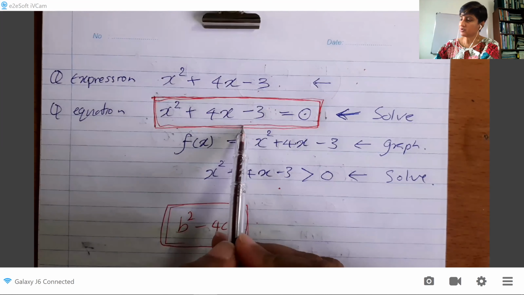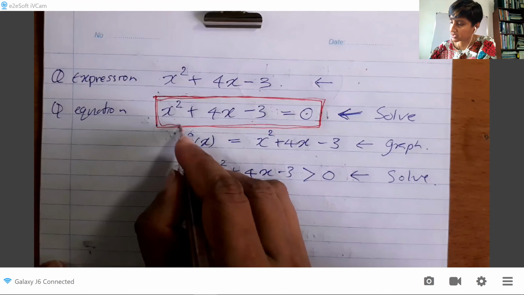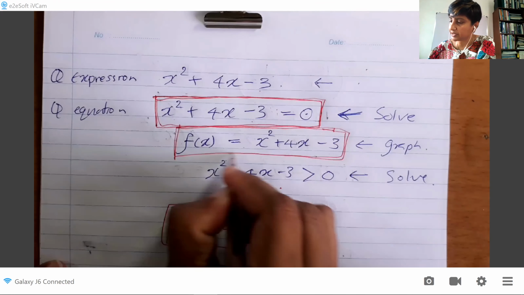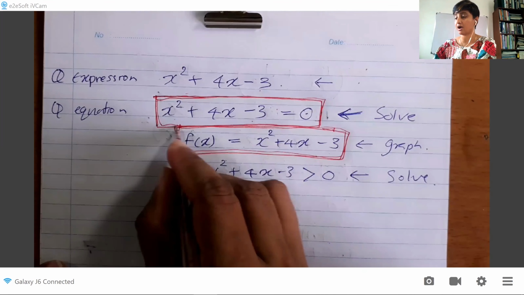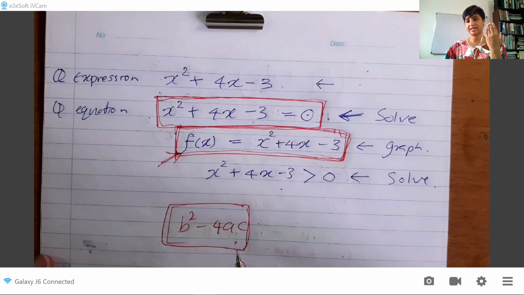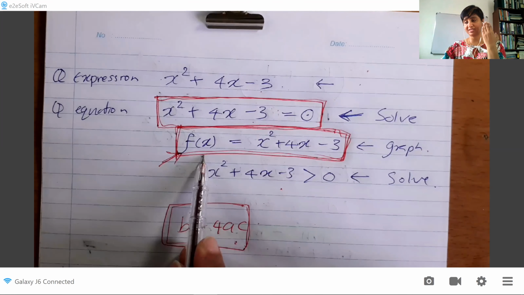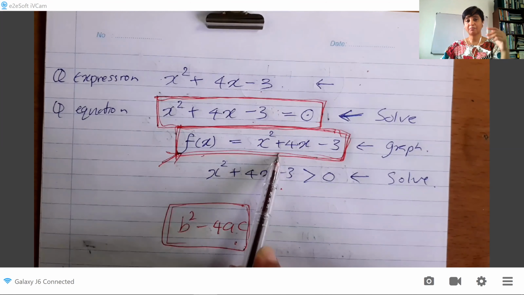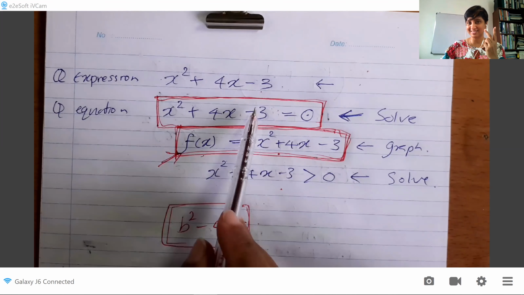If you are talking about the function, now let's come to this: how does the discriminant help me say certain things about the function? If the discriminant of this expression is greater than 0, if it is positive, that means the graph of this function will cut the x-axis at 2 points. And those 2 points are the 2 solutions of this equation.